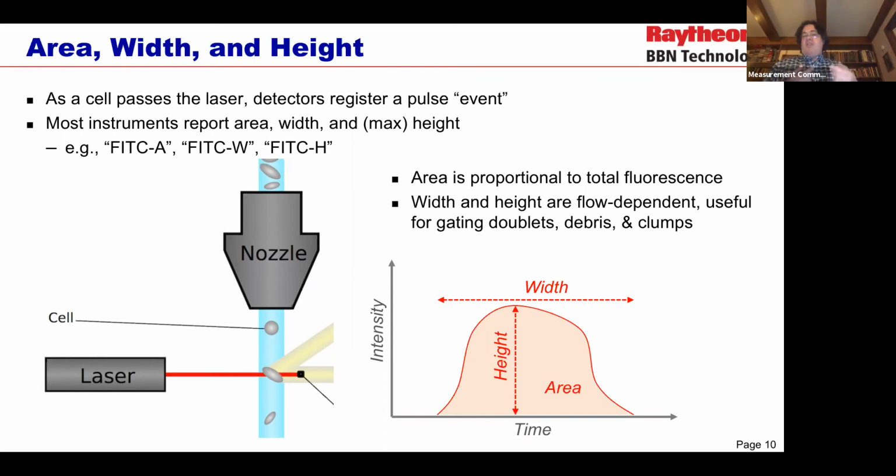So for example, you can often detect a doublet, i.e. a pair of cells stuck together. If they happen to go through in the right orientation, you can detect it because you get twice the area and twice the width, but only the same height, because you've got sort of a stuck pair. But if they go through in a different orientation, you won't see that. So it's only so good. So bottom line, think mostly about area, but width and height can be useful for gating.